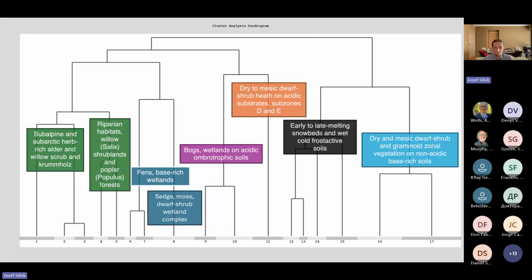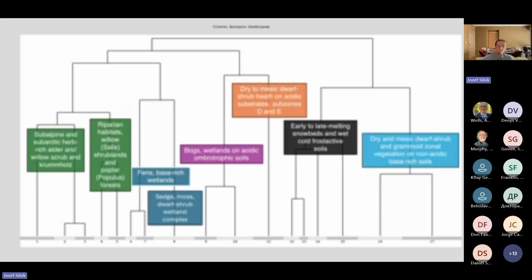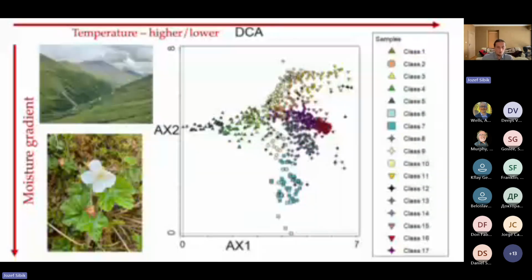A very distinctive group of plant communities are bog wetlands on acidic ombrotrophic soils, but also dry to mesic dwarf shrub heathlands. And of course, again, two very distinctive communities like snowbeds and windswept grasslands were grouped together, however, with different ecological conditions: early to late melting snowbed communities and dry mesic dwarf shrub tundra dominated, for example, by Dryas integrifolia. When we look at the ordination diagram, we can see the main gradients as moisture and temperature, higher and lower.